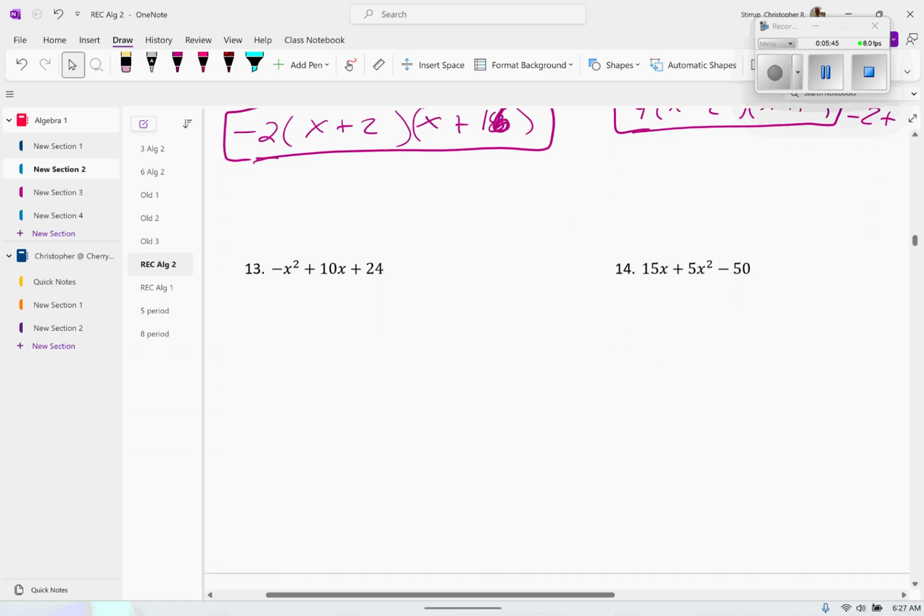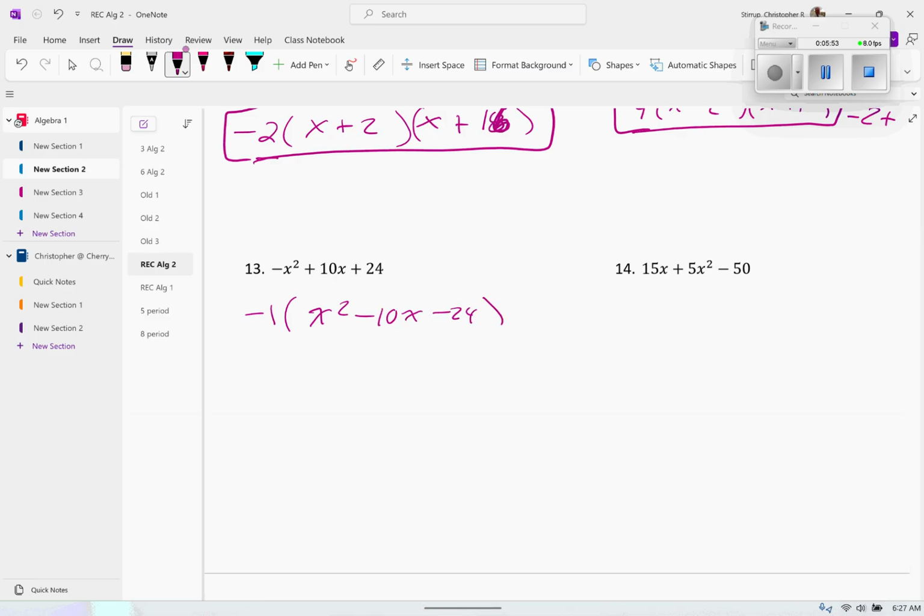Number 3, I'm going to factor a negative 1 out first because I don't want a negative x squared. So that'll change all the signs. So that negative is going to come down.